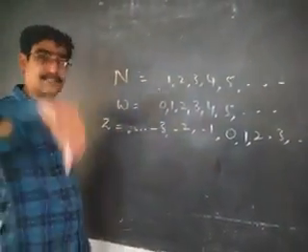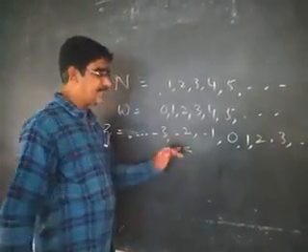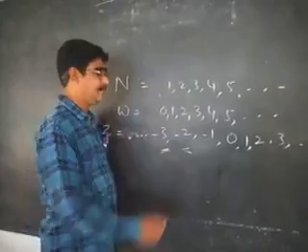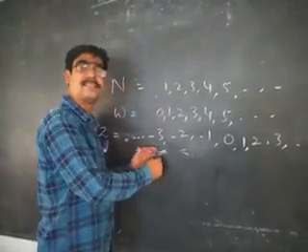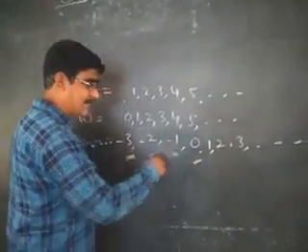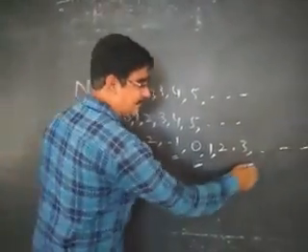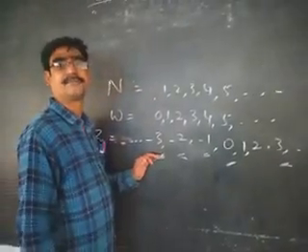Here we must know one thing. -3, -2: which is the greater and which is the smaller? -2 is the greater number and -3 is the smaller number. 0 is greater and -1 is smaller. -3 is the smaller number, 3 is the greater number.